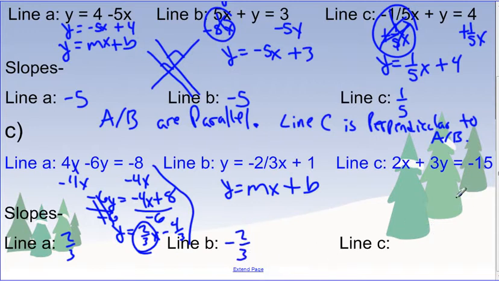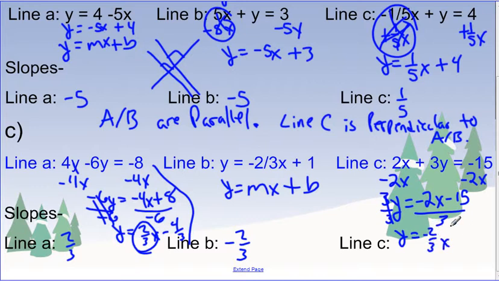And now we have to do line C. So let's see. Well, we have to get the y by itself. So we're going to have to subtract the 2x on both sides. So you get 3y equals -2x minus 15. Divide by 3 on both sides. We get y equals, this does not divide evenly, so we're going to get -2/3 x minus 5. And the slope out of this is this -2/3.